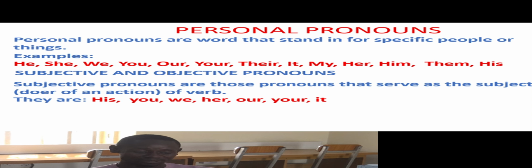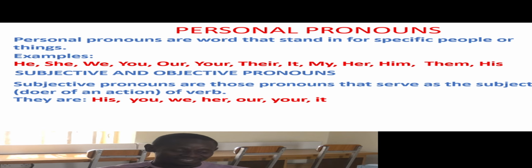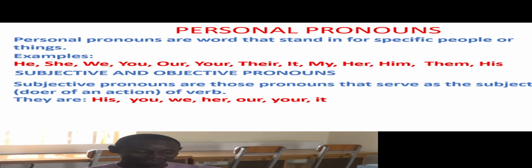Let's look at some examples. He, no. So mention the right one? Yes, you is an example of a subjective pronoun. We, her, our, your, it, his, etc. There are many others. So these are used to begin a sentence.